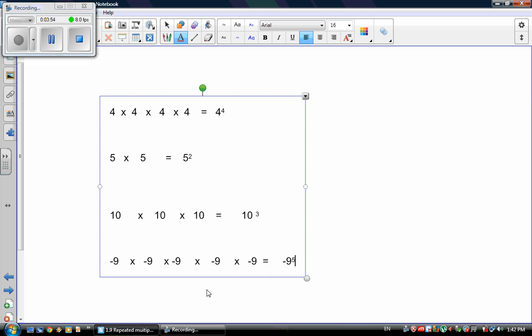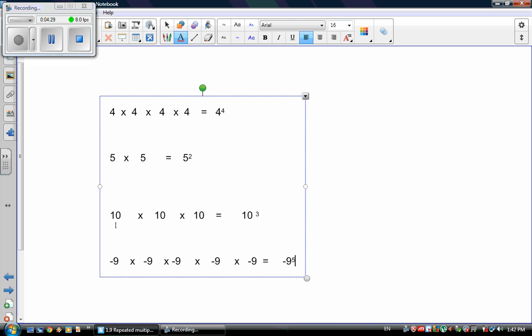So again, I'm going to review. 4 times 4 times 4 times 4 means 4 to the power 4, or we can read it 4 to the 4th power. The next one, 5 times 5. We multiplied 5 by itself 2 times, so we can write it like this, and we can read it as 5 to the 2nd power, or the square of 5.